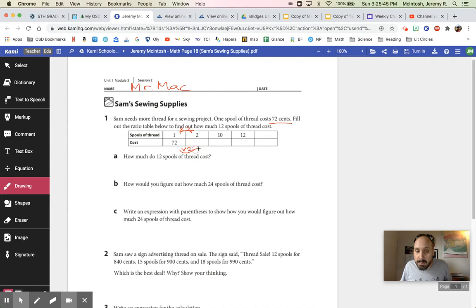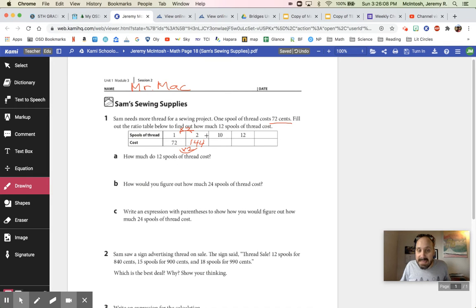I ran out of room. I'm going to put it right there. So 1 times 2 is 2. I'm sorry for my writing, but 1 times 2 is 2. 72 times 2, when I double that, well, let's see. 70 plus 70 is 140. And then 2 plus 2 is 144. So when I have 2, it's 144.